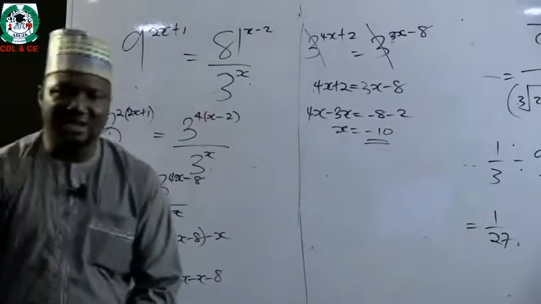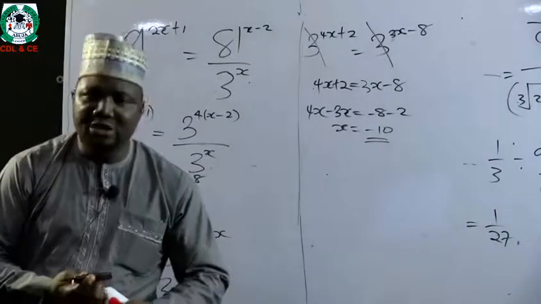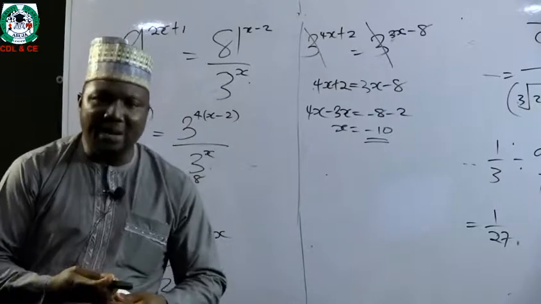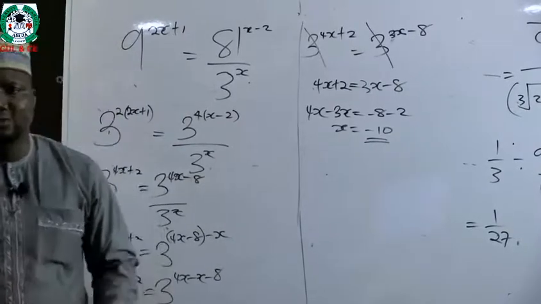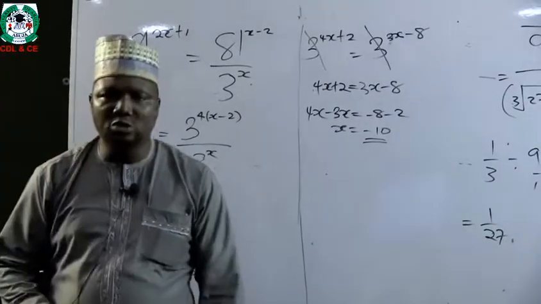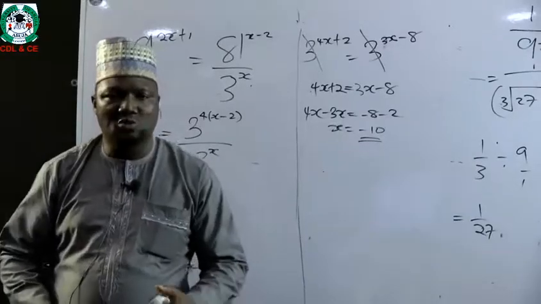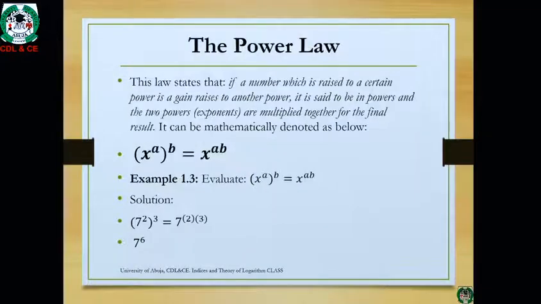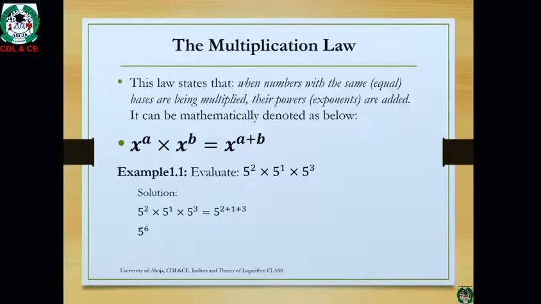So as you can see, class, what we've been doing so far is applying indices in equation form. And if I want to take you back, let's quickly go through the laws again. The first law is the multiplication law. When two or more bases are multiplying each other, we simply pick the common base and sum the index.